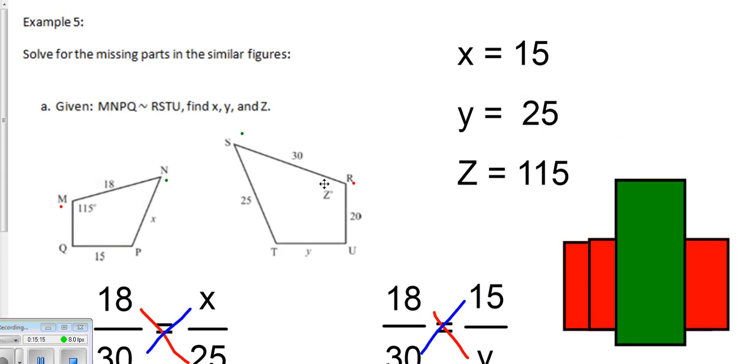Z, this angle, is going to match up because Z is in the spot where R is. R matches with M, so it's this angle. Angles, remember, are always going to be the exact same on similar figures, so it's going to be exactly 115.